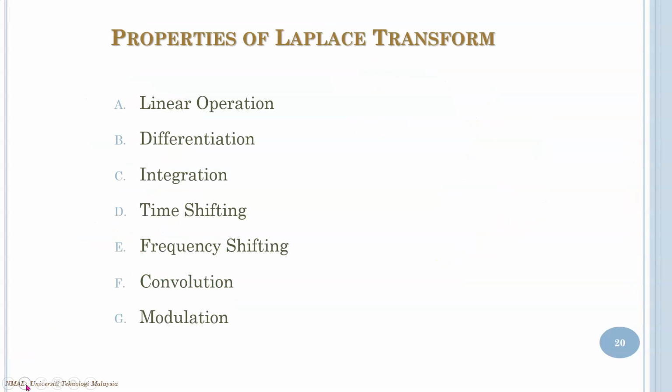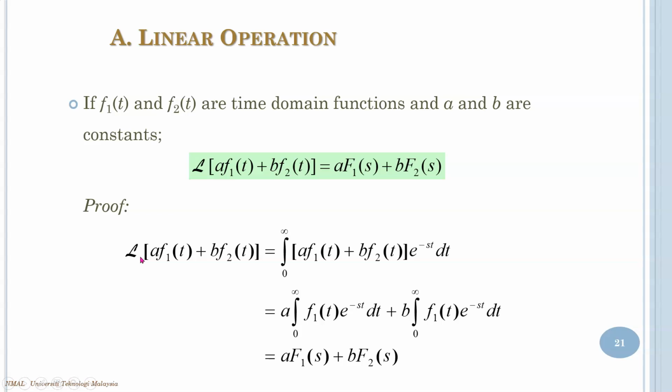Next we are going to learn one by one the properties of the Laplace transform, from linear operation to modulation, and there will be one more, time transformation and also time scaling. First, the linear operation, which is similar to the Fourier transform as well. If there are two time domain functions, for example f1(t) and f2(t), and a and b are constants, then the Laplace transform of a f1(t) plus b f2(t) is equal to a, a constant, multiplied by F1(s) plus b, a constant, multiplied by F2(s).